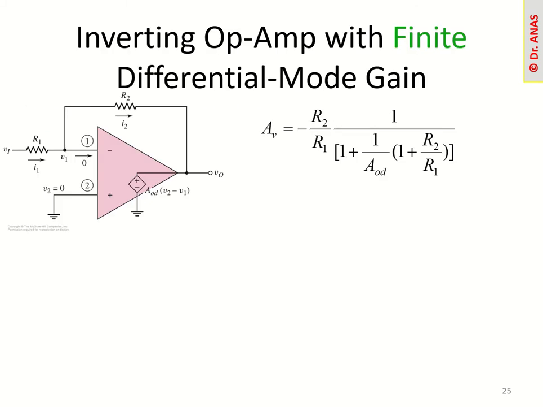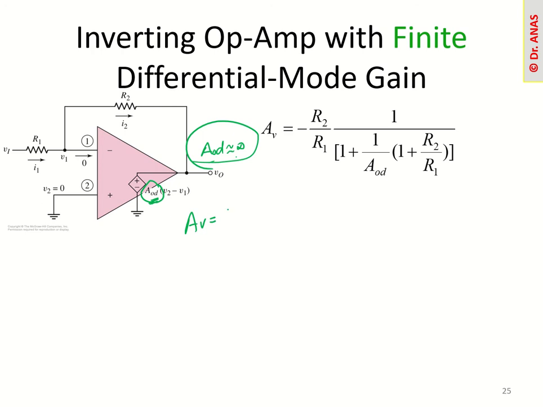So far we have learned the ideal operational amplifier, and we have assumed that the open-loop differential gain of the op-amp is very high. We usually treat it as infinity. But it could be possible that we have a finite differential mode gain, not infinite. It's not very high, it's very small.